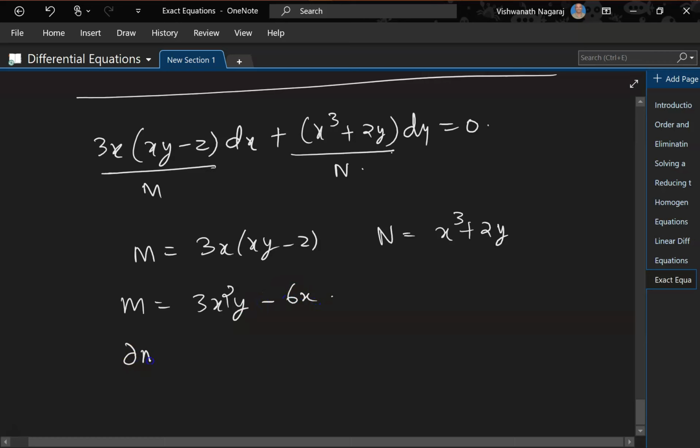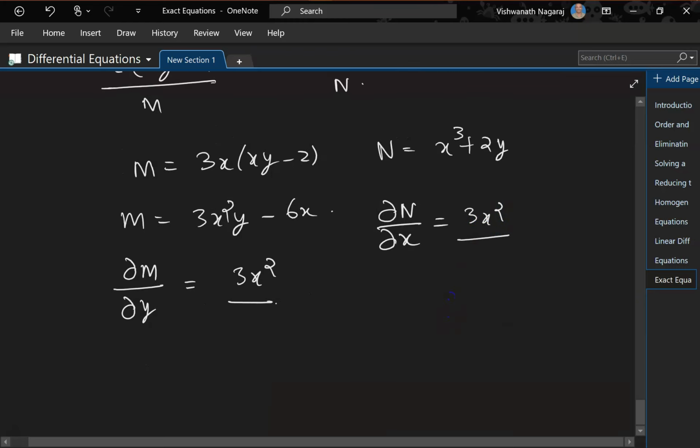Okay, now let's say ∂M/∂y. With respect to y, this would be 3x². And ∂N/∂x is equal to 3x². Yes. And if you notice, this is equal to this. So therefore, ∂M/∂y is equal to ∂N/∂x, which means there is an exact solution.